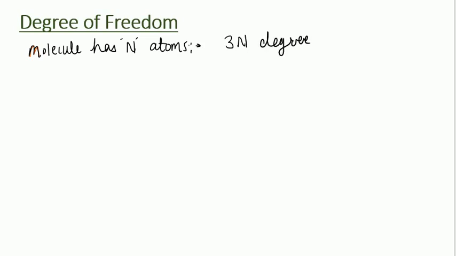When a molecule is associated with vibrational motion, the molecule also has translational and rotational motion itself. Before considering a triatomic molecule: if a molecule has n number of atoms, then it has 3n degrees of freedom.